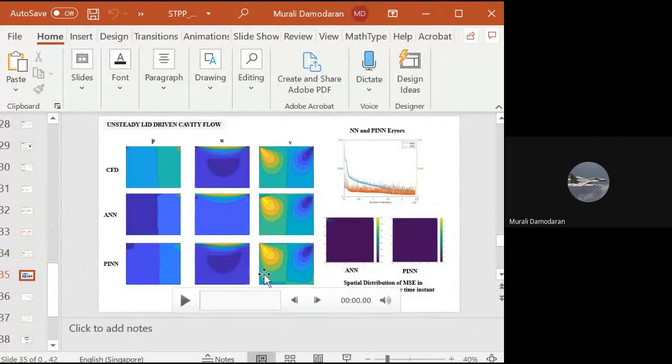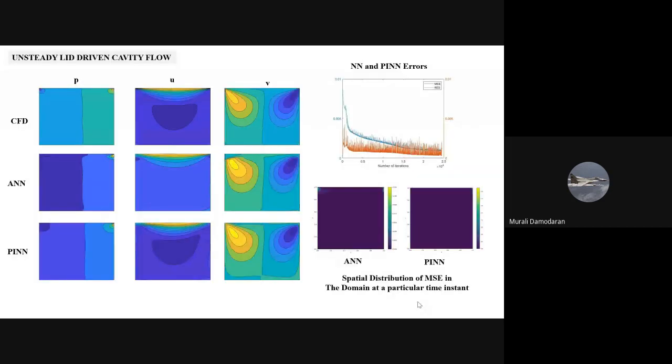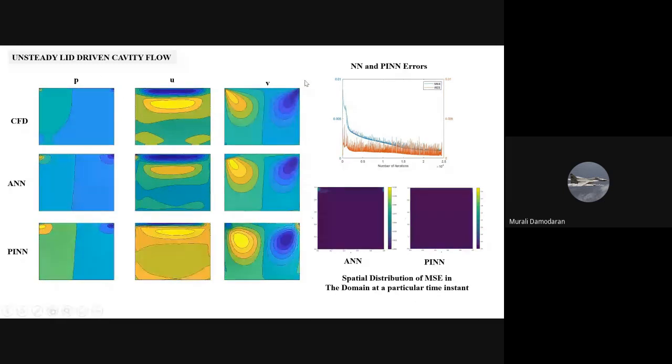This one is actually an animation, and this is a case of lid-driven cavity where the top lid is actually moving back and forth in a sinusoidal manner. And this is the CFD prediction, ANN, and PIN. Okay, so this is the animation of the P, U, and V components from the three cases.